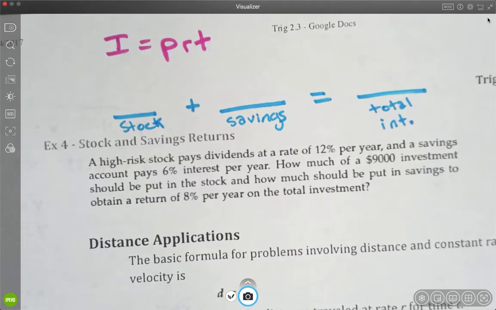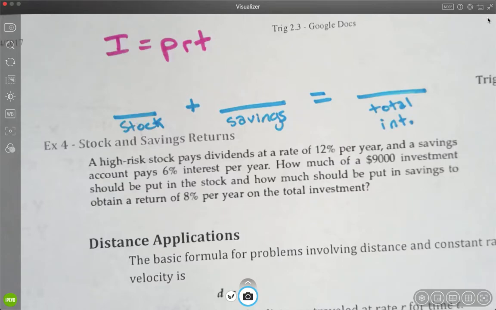So we want to return 8% of what? Our interest is 8% of what that I want to get back? Your principal. What was our principal? Yes, 90,000. And we're only putting in for 1 year, so really our time is 1.